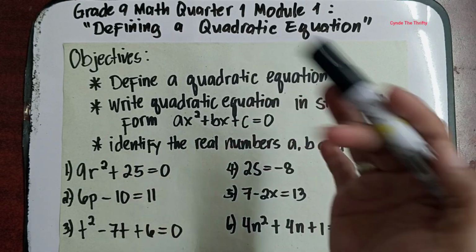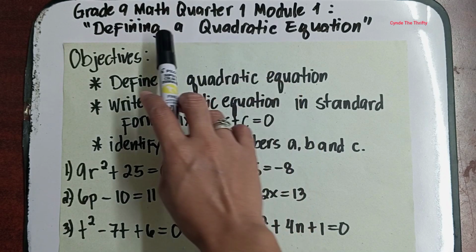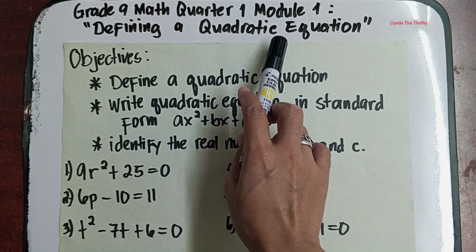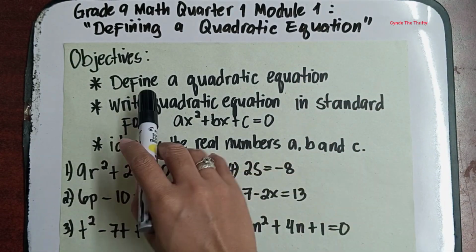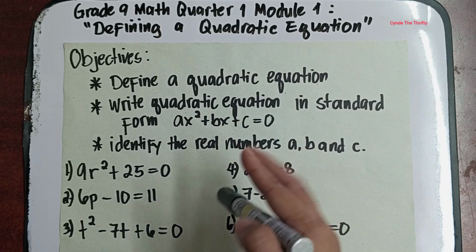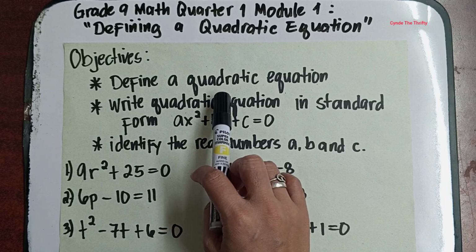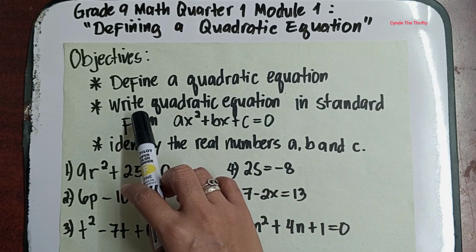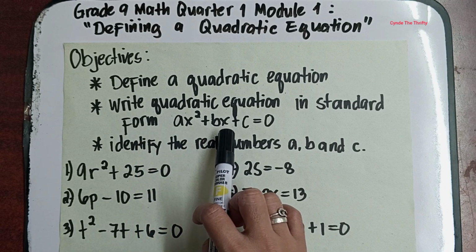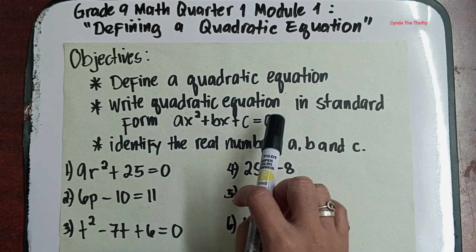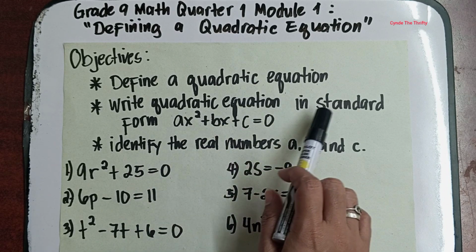So ngayon, ang pag-aaralan natin is about grade 9 math, quarter 1, module 1, defining a quadratic equation. Meron tayong tatlong objectives sa lesson na ito. So first, define a quadratic equation. So at the end of this lesson, ma-define nyo na kung ano yung quadratic equation. And then second, write quadratic equation in standard form, ax squared plus bx plus c is equal to 0. So pagkatapos ng lesson na to, alam nyo na kung paano isulat ang quadratic equation in standard form.